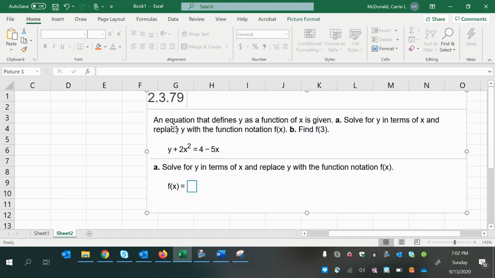All right, so it says an equation that defines y as a function. Oh, wait a minute. Yeah, I'm recording. I thought I forgot to record.